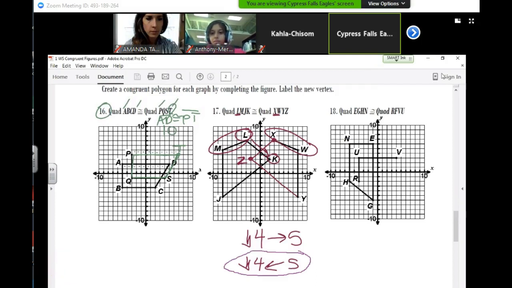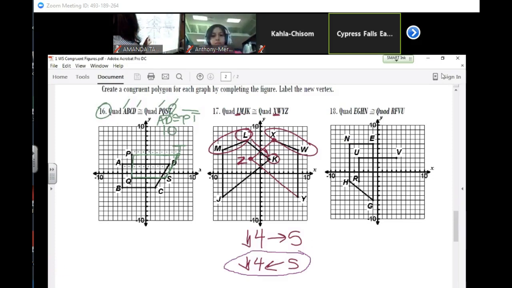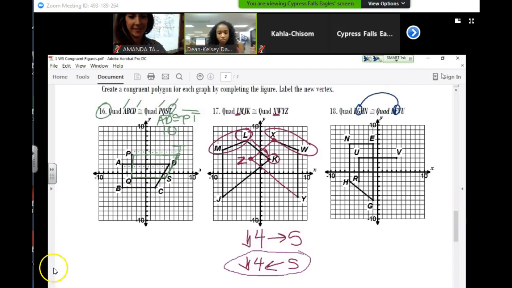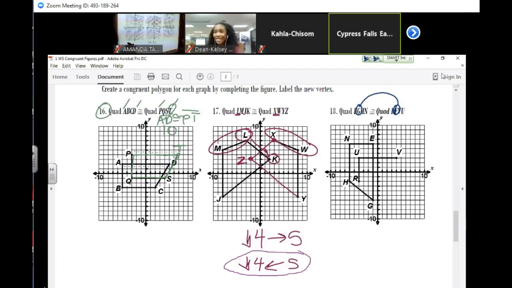Let's take a look at what we're missing on 18. We've got RUV, but we don't have F. We're missing F. We need to find out where F goes. Now, which letter does F go with? It's listed second, and G is listed second. So what I need is kind of a reference point. What I can do, for example, is I know G is the one that it matches with.